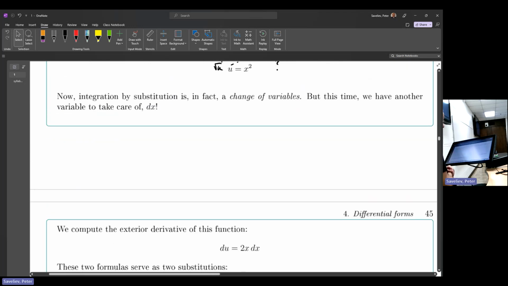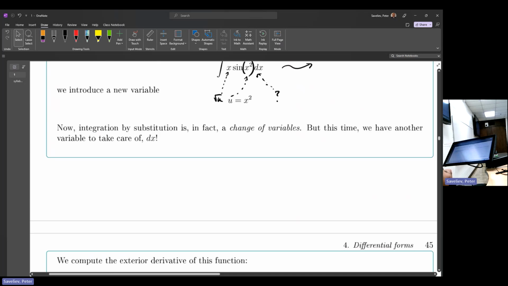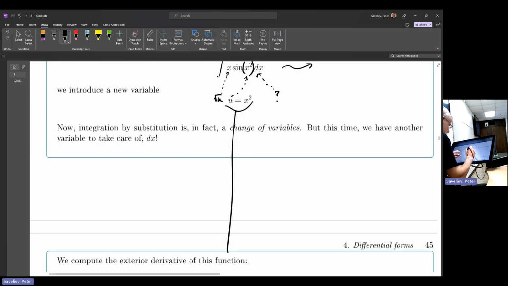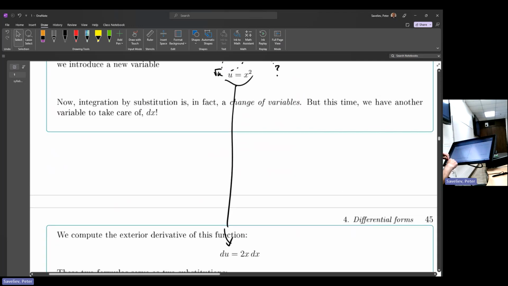du is 2x dx, because u is equal to x squared. If I start differentiating that expression over here, what I end up with is this: du is 2x dx. Once again, it's a different way of writing du/dx equals 2x. It's still differentiation, but written rather than as a fraction, it's written like multiplication, 2x times dx. And from this you know what dx is.